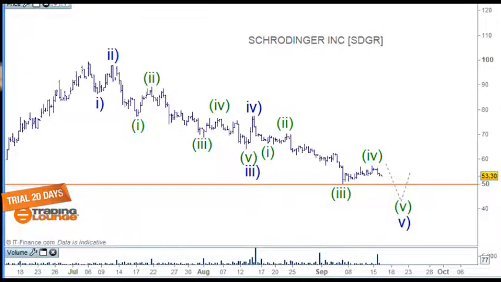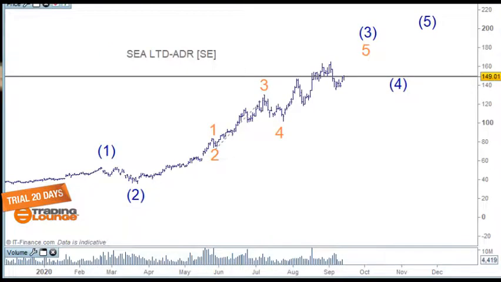So let's move on to Sea Limited, which is an ADR from Singapore, but it's traded on the New York desk. So it's Singapore, and it specializes in online gaming and e-commerce. So as you can see, it's a pretty good looking trend that we've got here. Now at the moment it's at the 150 area here, so this is a medium level.